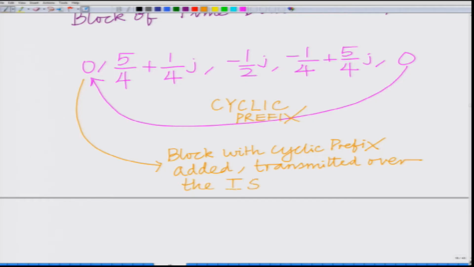over the ISI, or basically the inter-symbol interference channel. So, you are taking the time domain samples of these subcarriers on which the information symbols and the pilot symbols are arranged in a comb type fashion. All right, you take the N point IFFT to generate the time domain samples, add the cyclic prefix. Now, the cyclic prefix added block is what is actually transmitted over the ISI channel.